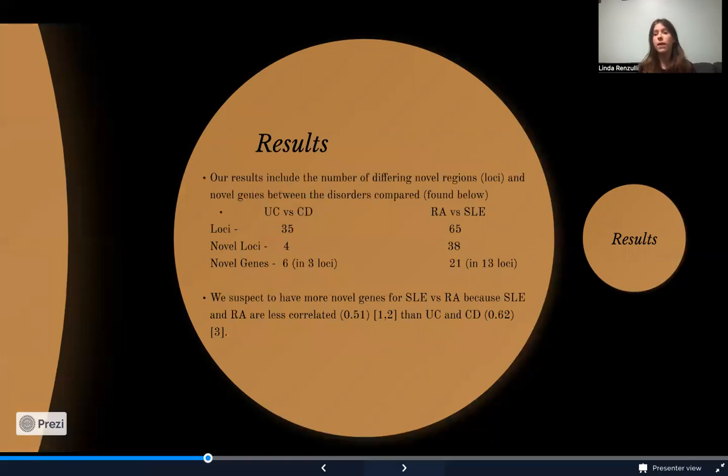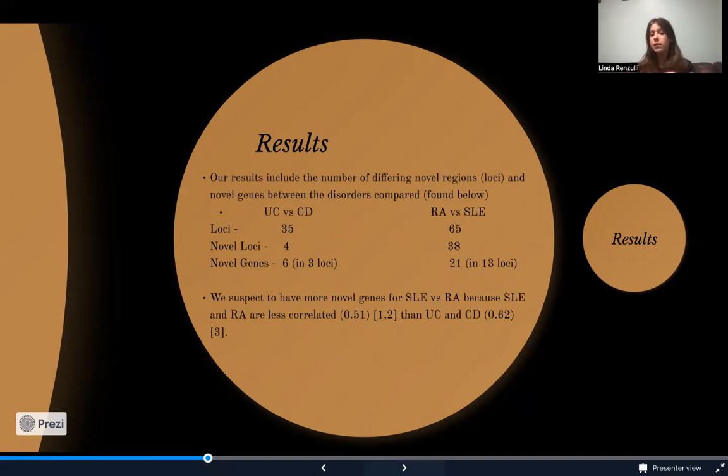So the results we found from this process included a number of differing novel regions, also known as loci, and novel genes between the disorders that we compared. So our first comparison was made between UC or ulcerative colitis and CD or Crohn's disease. We found 35 loci, 4 of which were novel when compared to the original studies. And we found 6 novel genes that were located in 3 of the 4 novel loci.